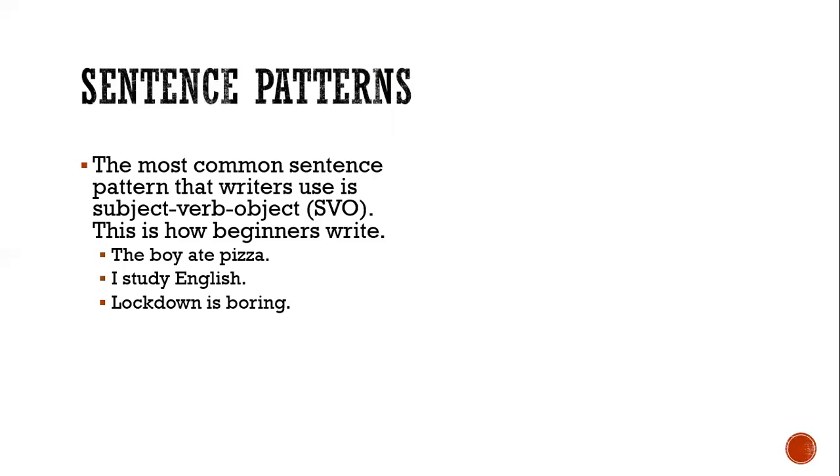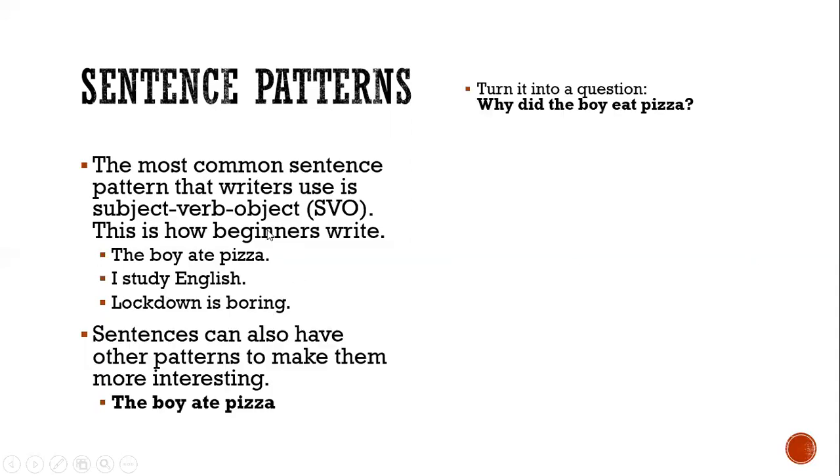Okay, we move on to sentence patterns. The most common sentence pattern that writers use is the subject, verb, object. This is how beginners write. Okay, this is how we start to write. We start with the subject, the boy, and then we continue with the verb, ate, and we continue with the object, pizza. I study English. Lockdown is boring. Okay, so this is how beginners write.